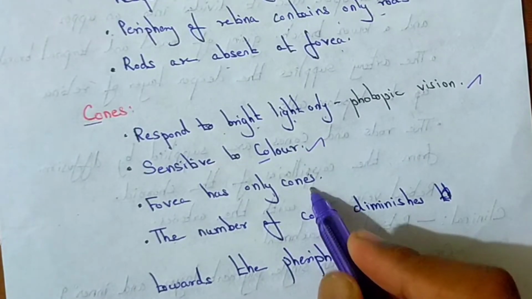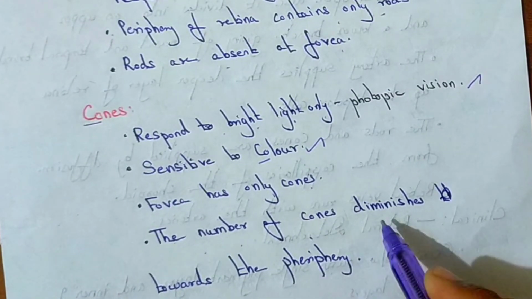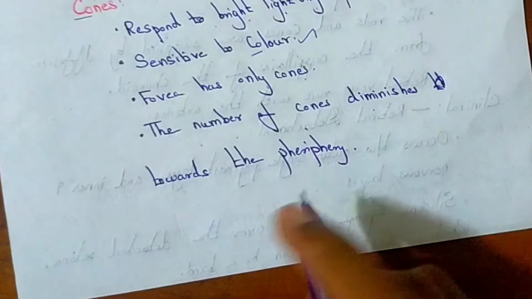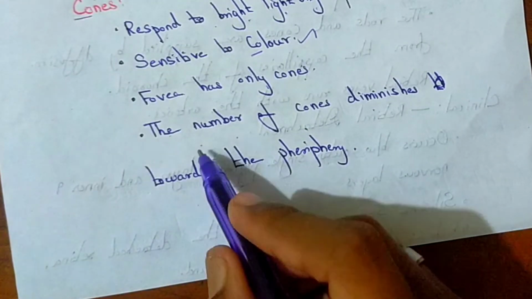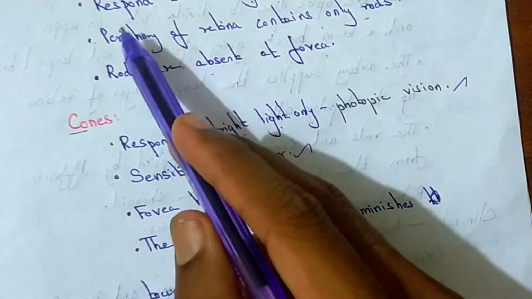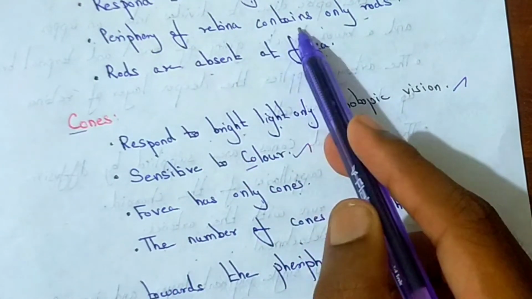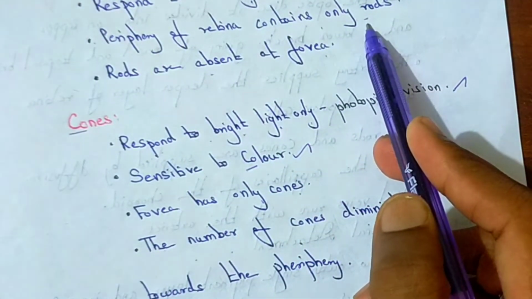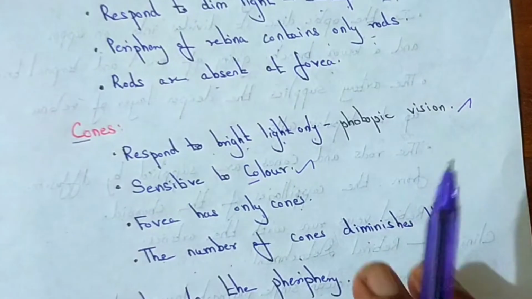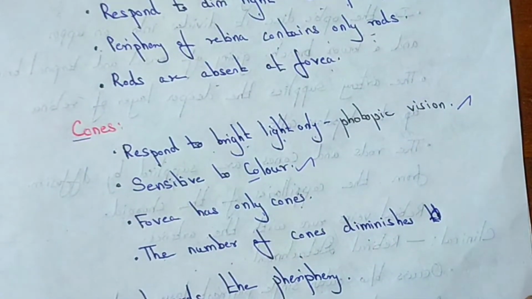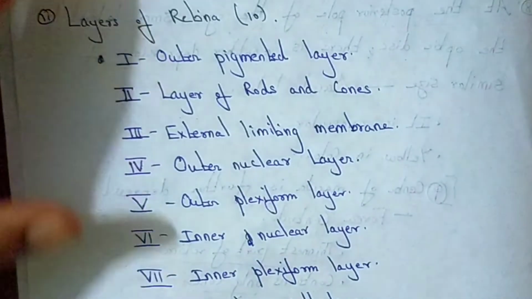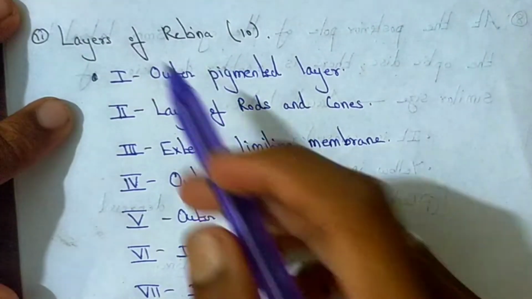The fovea has only cones. The number of cones diminishes towards the periphery. Here, the periphery of the retina contains only rods. As the periphery contains only rods, the cones are less in number at the periphery. Now let's see about the layers of the retina. There are 10 layers in the retina.